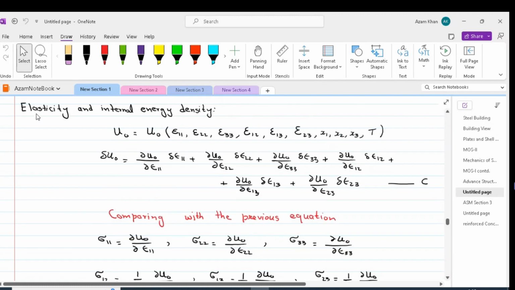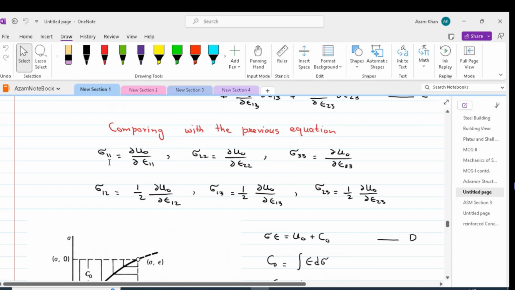In our previous discussion of elasticity and internal energy density, we derived these stress components, which say that sigma 11 is the partial derivative of the strain energy density with respect to strain 11. Sigma 22 is the partial derivative of strain energy density with respect to epsilon 22, and similarly sigma 33 is partial u naught by partial epsilon 33.